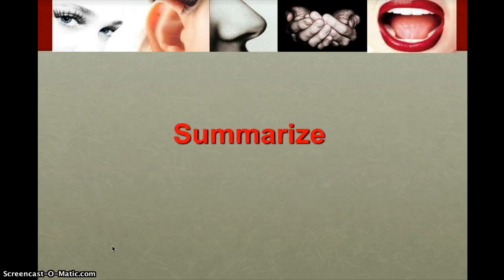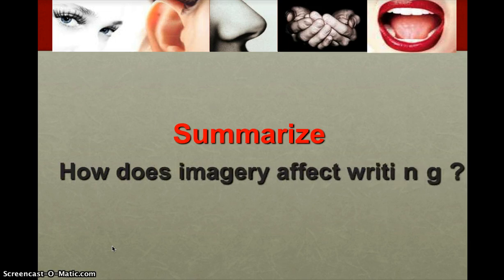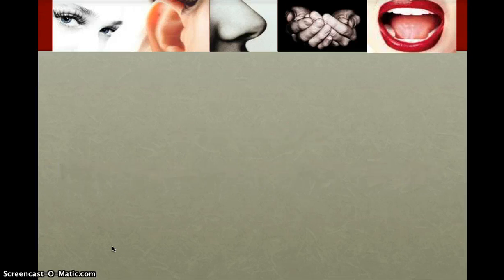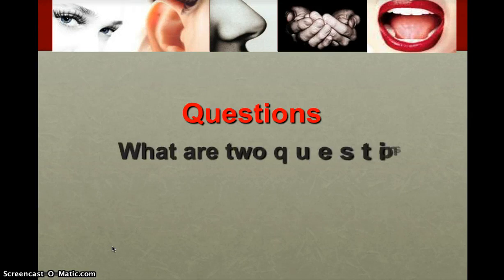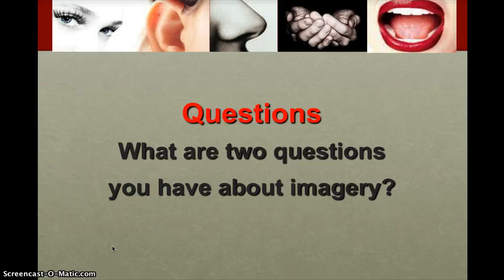Okay, so time to summarize. How does imagery affect writing? Think about what we just talked about with imagery and summarize on your whisk about how imagery affects writing. And then finally, questions. What are two questions you have about imagery? These questions can be anything that you are curious about, confused about, or wonder about. It's just thinking about what you're curious about with imagery at this point.